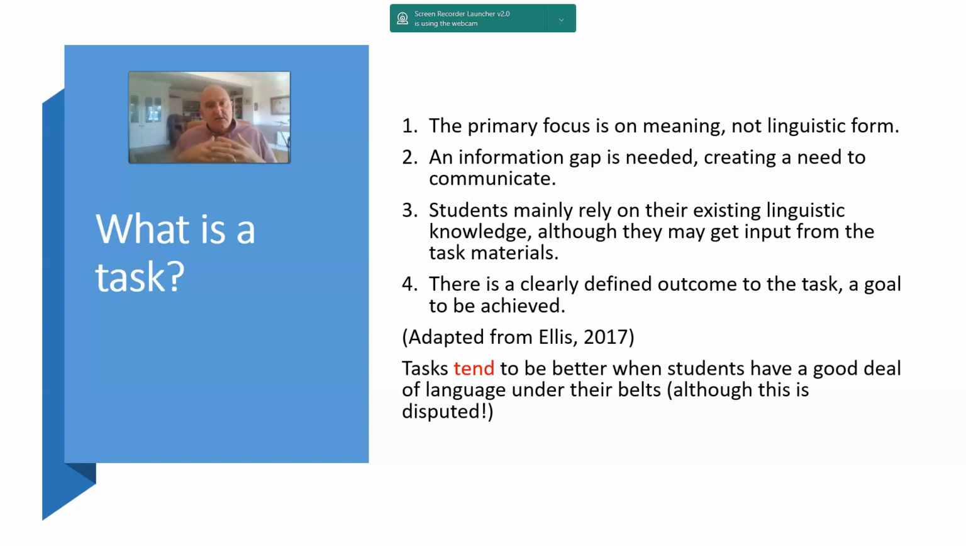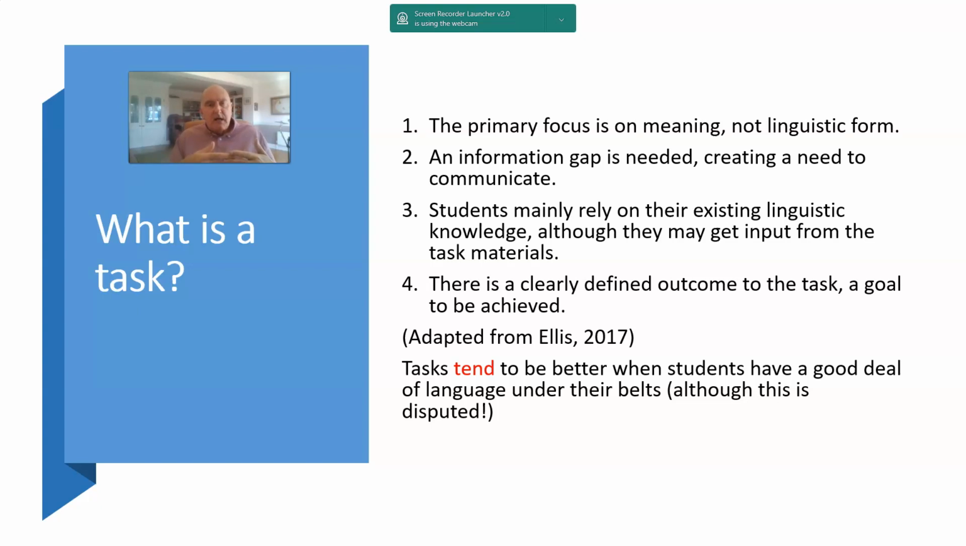Usually with tasks, students rely on their existing knowledge, but they may get input from the materials being used. That's why many people feel that tasks work better with students who've got some language under their belts. And for a task, there needs to be a clearly defined outcome, some sort of goal to be achieved. So a language teaching game can be a task where there's a specific goal and where the focus is on meaning.